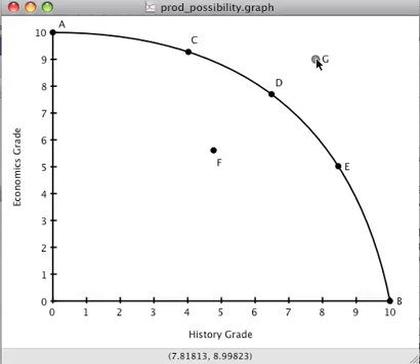On the other hand, point G up here is a point that has high grades in both economics and history, but because it lies beyond the curve, it's a place you can't attain. Your scarce resources, in this case your study time, are limited. There's only so many hours you have available to you. There's no way you can get out to G unless you somehow increase those scarce resources.